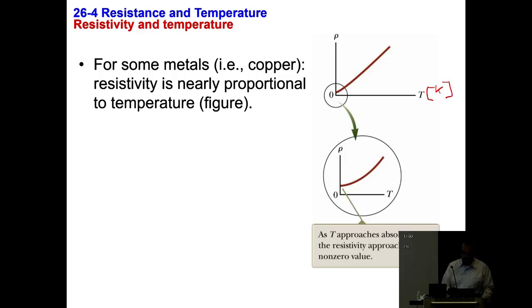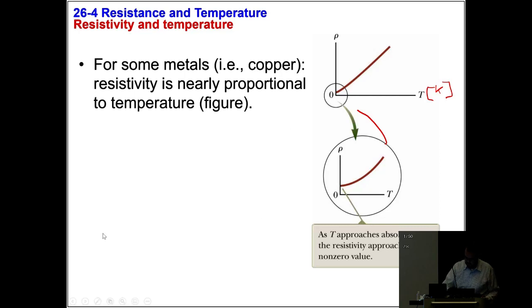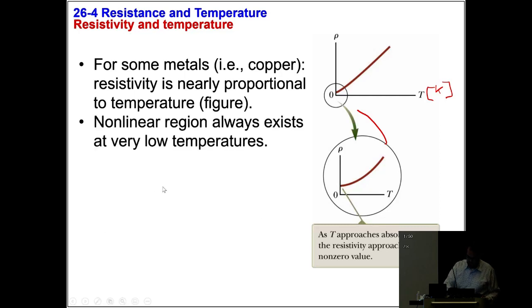For materials like copper, the resistivity is nearly proportional to the temperature. You can see that this is almost a straight line, but not really. In this region it becomes a little bit non-linear. So it almost changes linearly with the temperature in Kelvin, except at very low temperature. When you go to very low temperature, this is a magnification of this figure. You can see that it is really non-linear, and so the non-linear region exists at very low temperature.